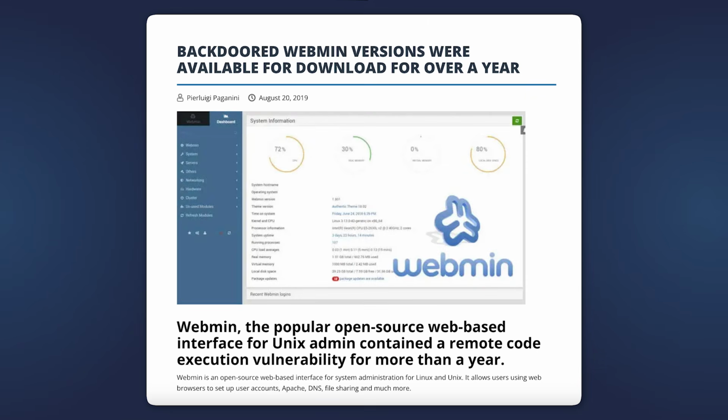In the webmin incident, attackers compromised the project's build server and inserted a backdoor into official releases. The source code visible on GitHub remained clean. A developer could inspect the repository and find nothing suspicious. But the released artifact did not match the public source. And that creates an uncomfortable question.